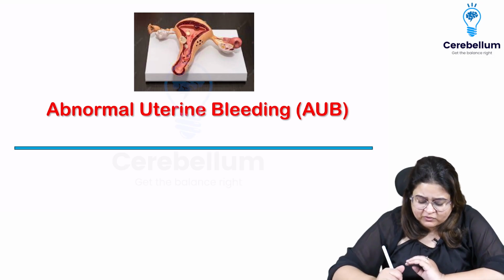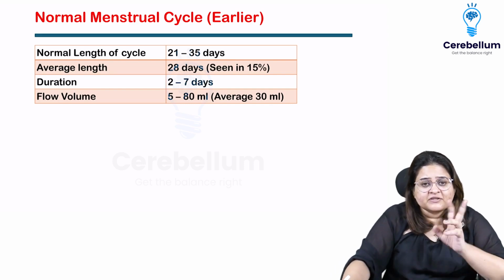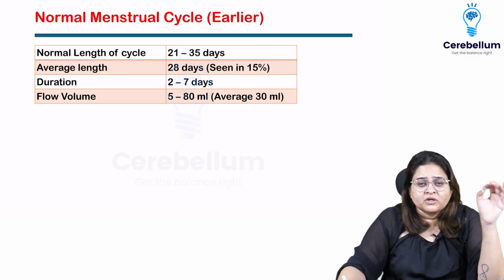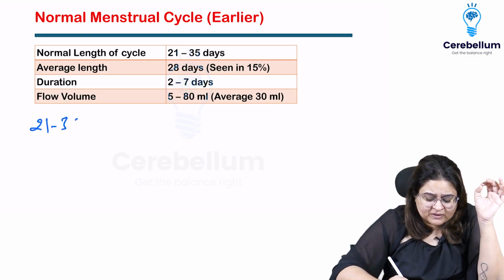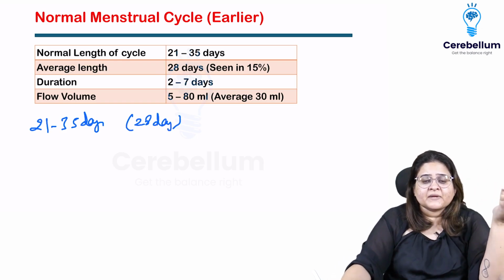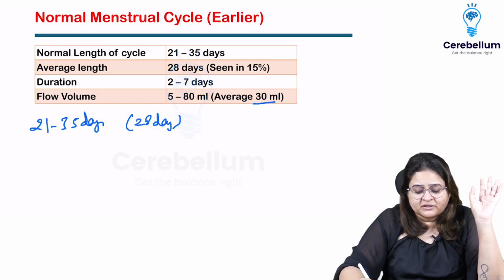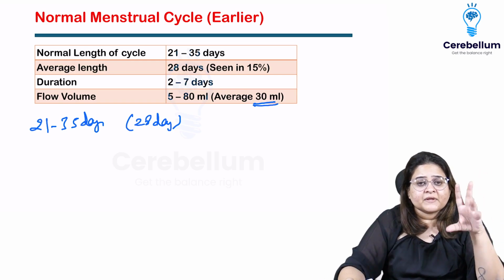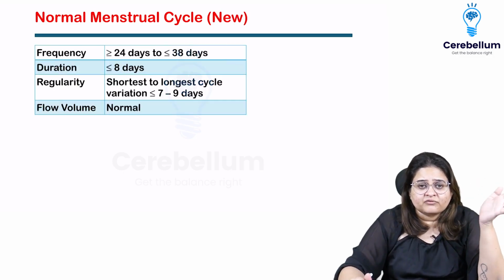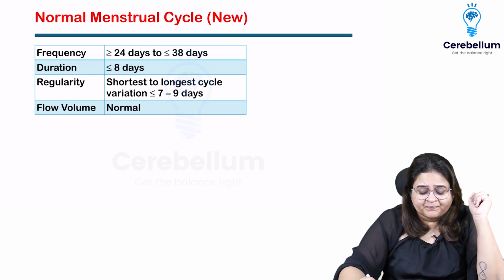Okay. Now coming to an important topic, that is abnormal uterine bleeding. In abnormal uterine bleeding, remember that the definitions have changed. There used to be an earlier definition, where the normal length of the cycle was taken as 21 to 35 days. The average length, of course, being 28 days, plus or minus 7 days was taken as the range. And normal duration was counted as 2 to 7 days with the average 30 ml of blood loss in every cycle. So this was the earlier definition of a normal menstrual cycle, but now we have new definitions, and this is important because it's now being asked in the exams, so it's important to know these.